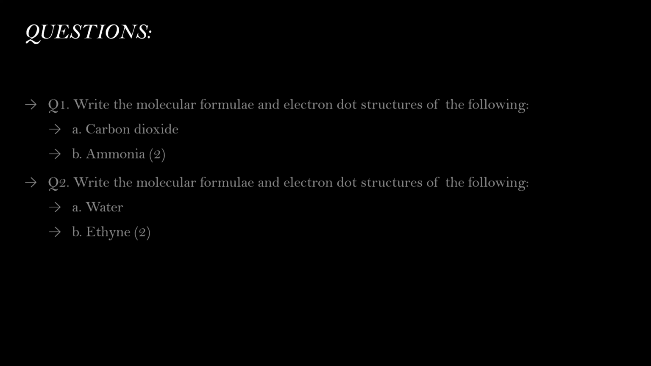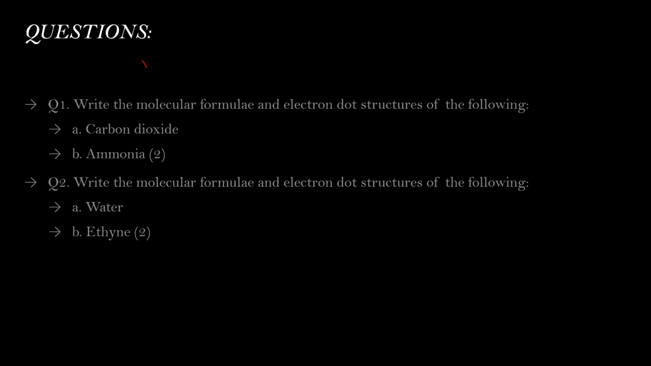So we are moving to the next set of questions. The first question is, write the molecular formula and the electron dot structure of the following: carbon dioxide, ammonia, water, ethane. You already studied all these in ninth standard, so no need to worry. Water you studied in ninth standard, and ethane you are studying in the 10th standard.